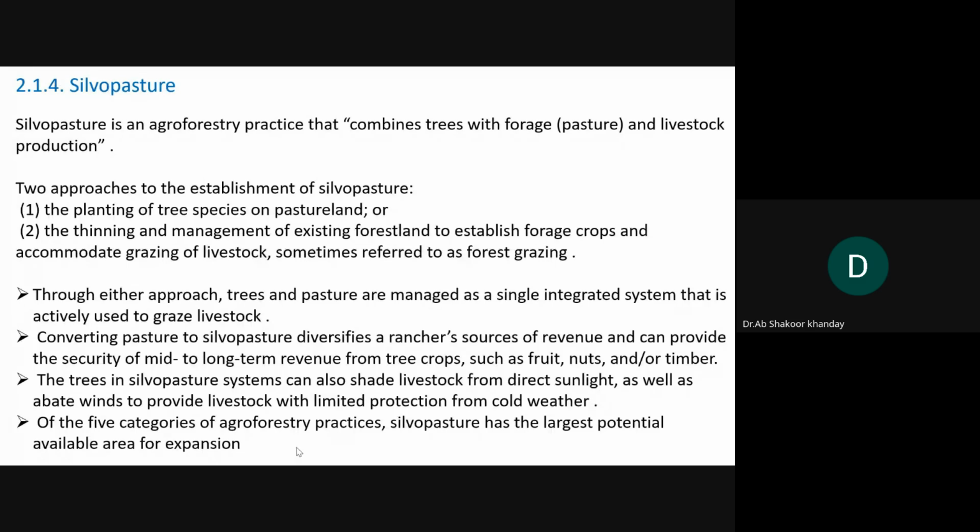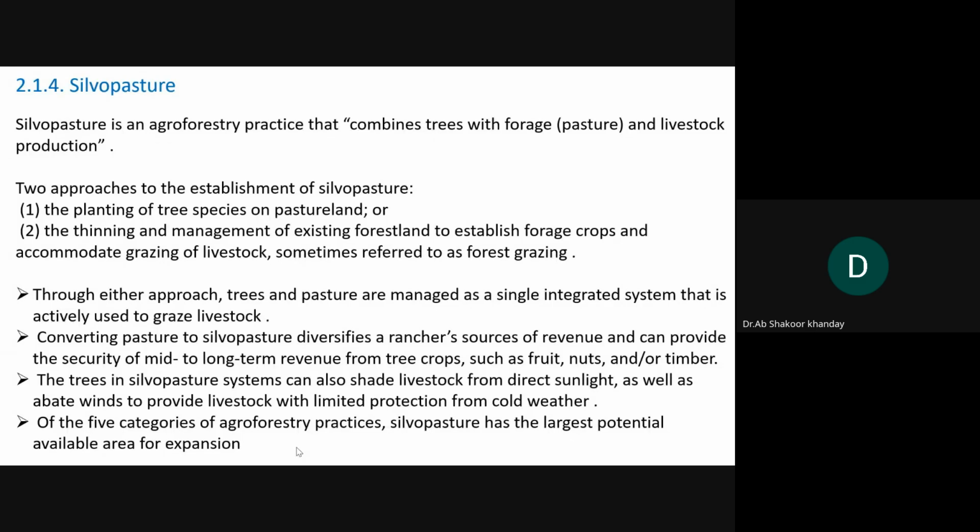So another important component is silvopasture. Silvopasture is an agroforestry practice that combines trees with forage and livestock production. Two approaches to the establishment of silvopasture are the planting of tree species on pasture land, or the thinning and management of existing forest land to establish forage crops and accommodate grazing of livestock, sometimes referred to as forest grazing. Through either approach, trees and pastures are managed as a single integrated system that is actively used to graze livestock.